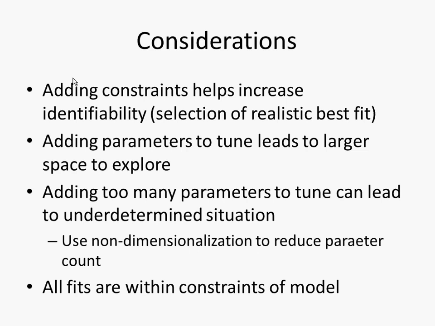Turns out that adding in constraints enhances identifiability. In other words, it enhances our ability to identify clear parameter values that are more likely. And adding parameters, conversely, leads to a larger space to explore and can lead to an underdetermined situation where it's not identifiable. We can't pin down values. There's just not enough data to pin down the requisite values.